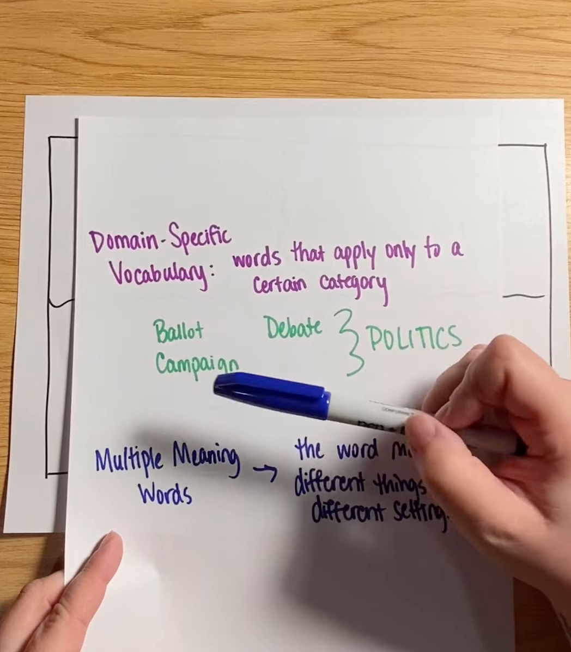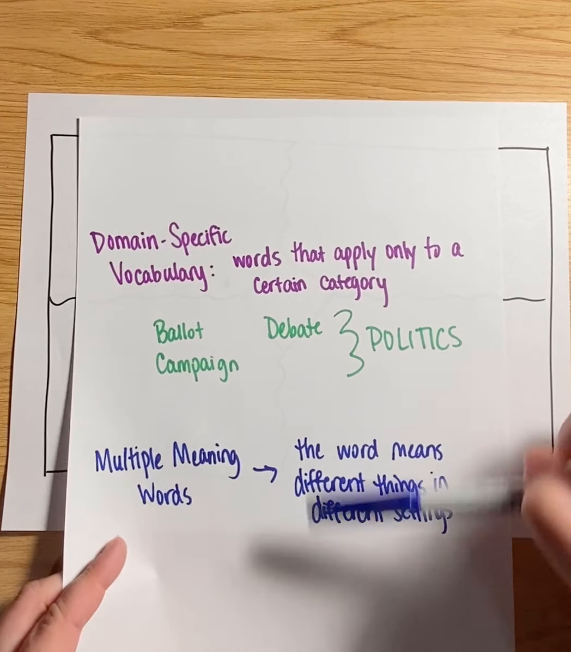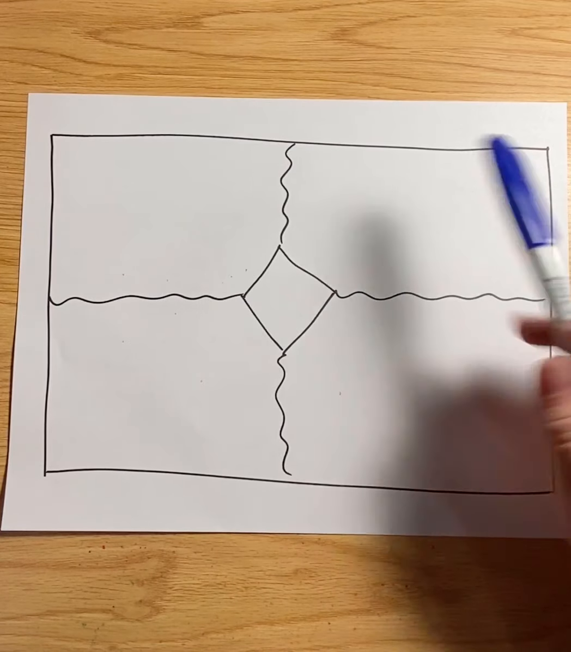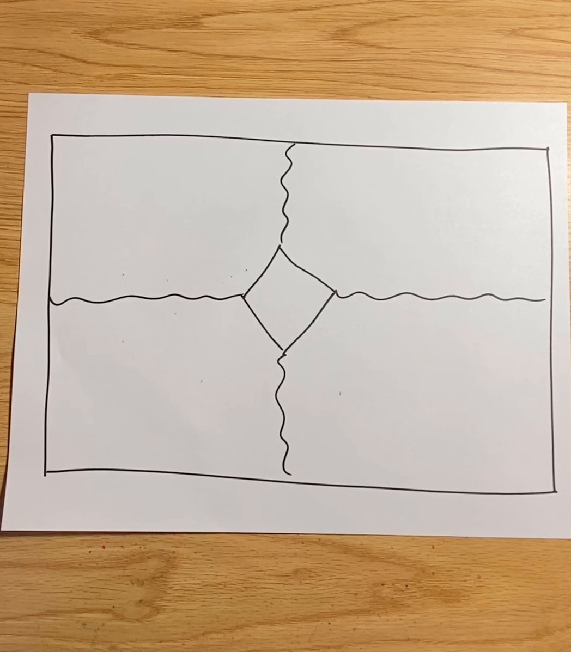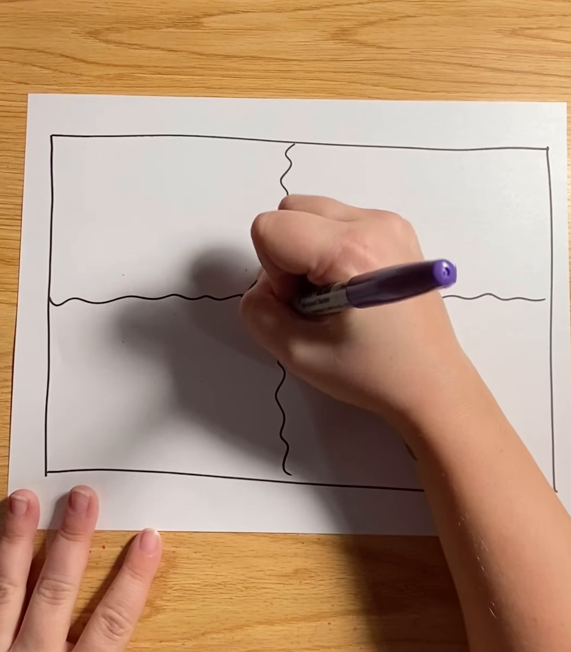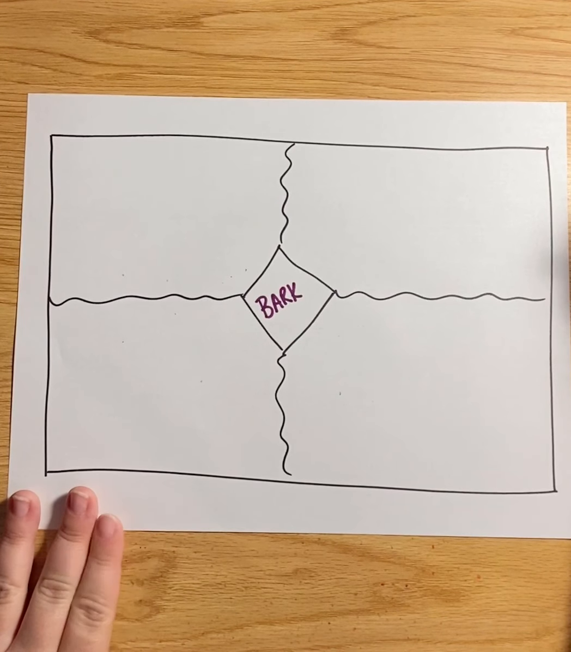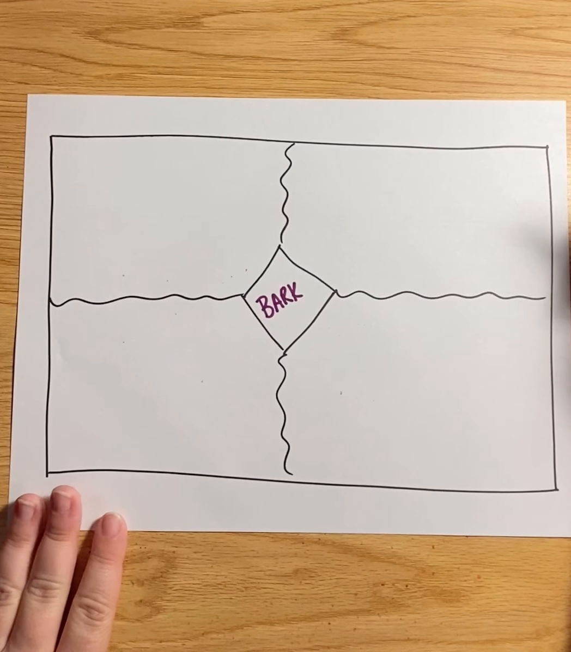So for today's assignment, you're actually going to do two domain-specific vocabulary words. You're going to do ballot and campaign. You're going to do a four-square map for those, and then you're going to do one multiple meaning word. So I'm going to show you how to fill this out for the four-square map, and then you're going to do it on your own. So the word that we're going to do is bark. Okay, and we're doing this as a multiple meaning word, and I'm going to show you why.